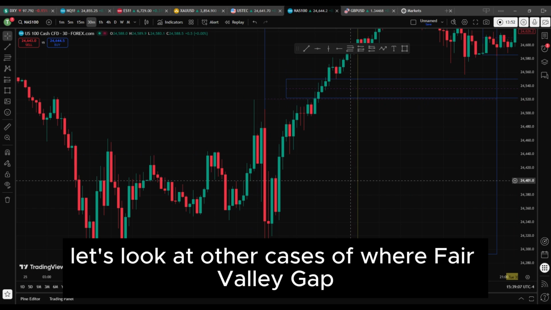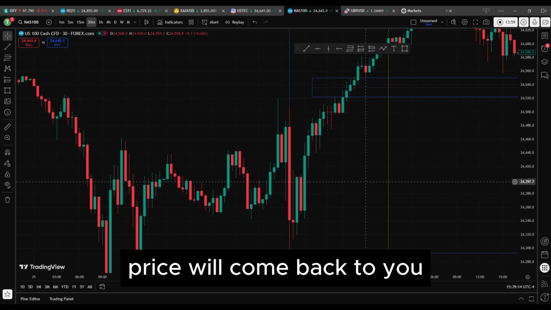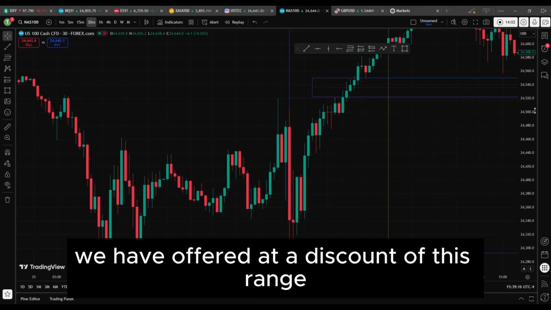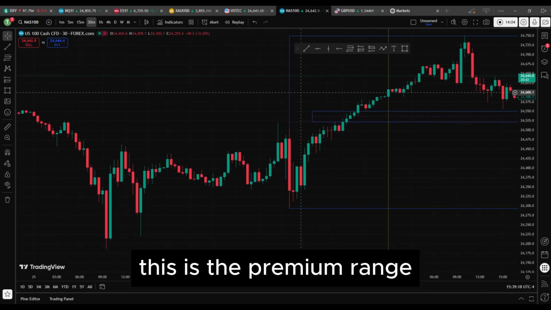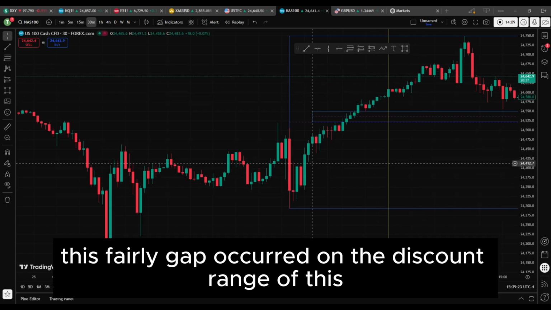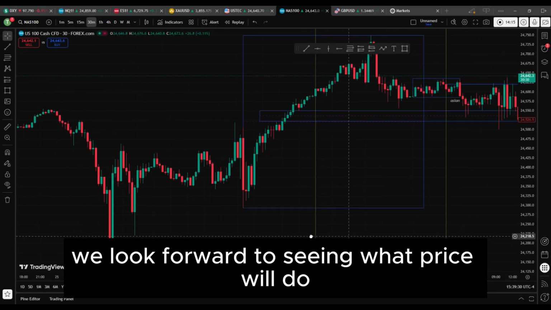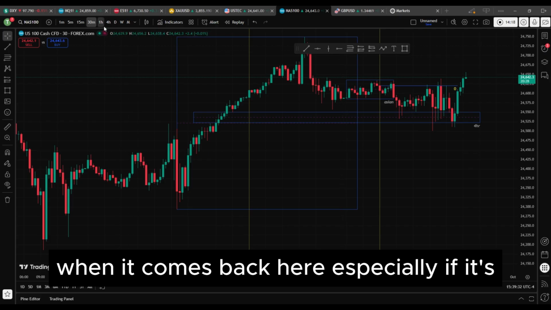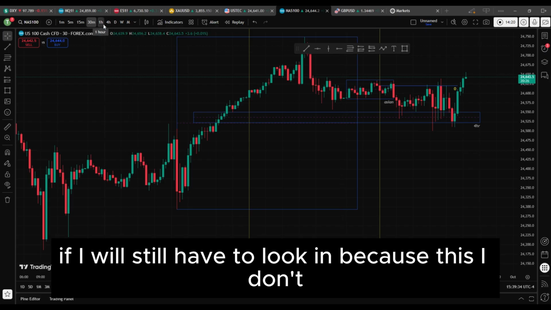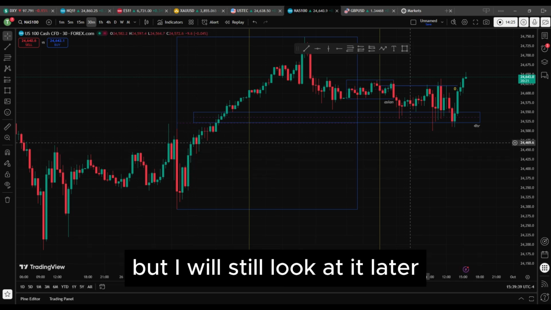Let's look at other cases where fair value gaps were very smooth. We have a fair value gap here that was not filled. Price will come back to it, and this fair value gap occurred at a discount of this range. This is the premium range, this is the discount range. This fair value gap occurred in the discount range of this upward momentum. We look forward to seeing what price will do when it comes back here, though I will still have to look in, because this gap occurred on the hourly, but I will still look at it.